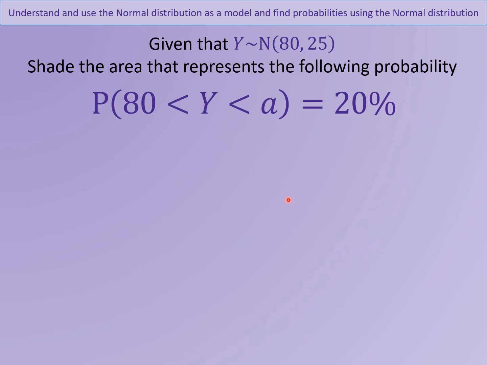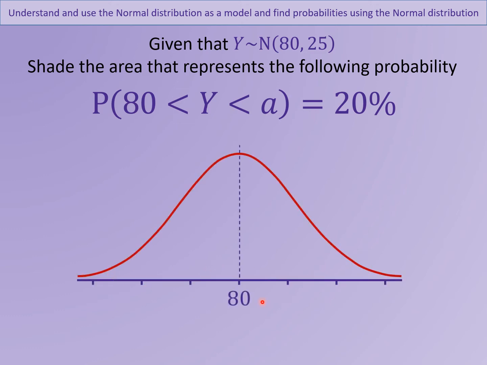Right, try that one then. That one's a little bit tougher. Shade the area that represents between 80 and A equals 20%, given that your distribution looks like that, your normal distribution. Okay, so pause if you need to. I've put 80 in the middle. I know it goes out 25, so that's the sections of 5. So I know that 20% is going to be roughly in that region. It is greater than 80, but it's less than A, which is there, and that's where you get the 20% from.